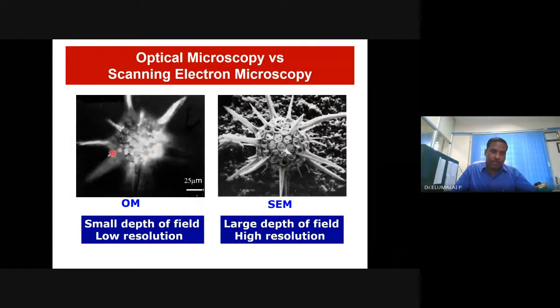You'll get something like this. There is some character, there is a feature, but the actual feature is not possible to get, because that is the limitation of the optical microscope or light microscope. Because an optical microscope or light microscope is inherently associated with low resolution because of small depth of field.